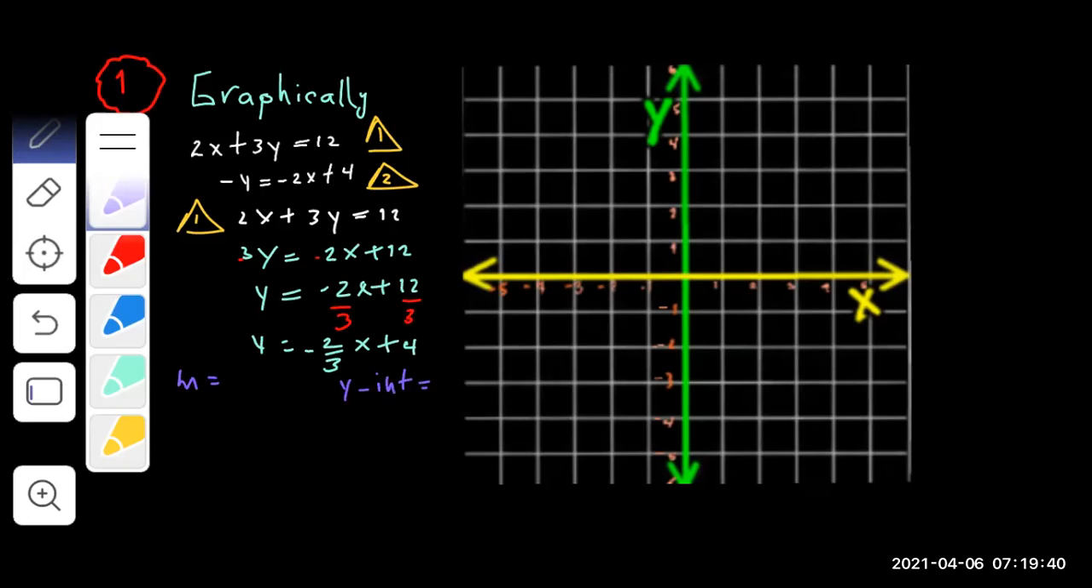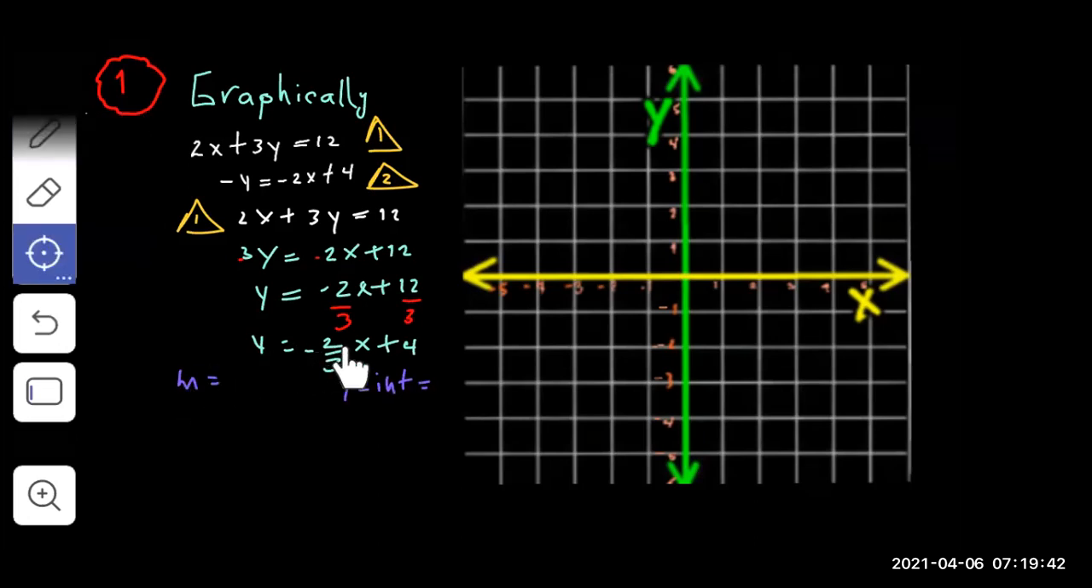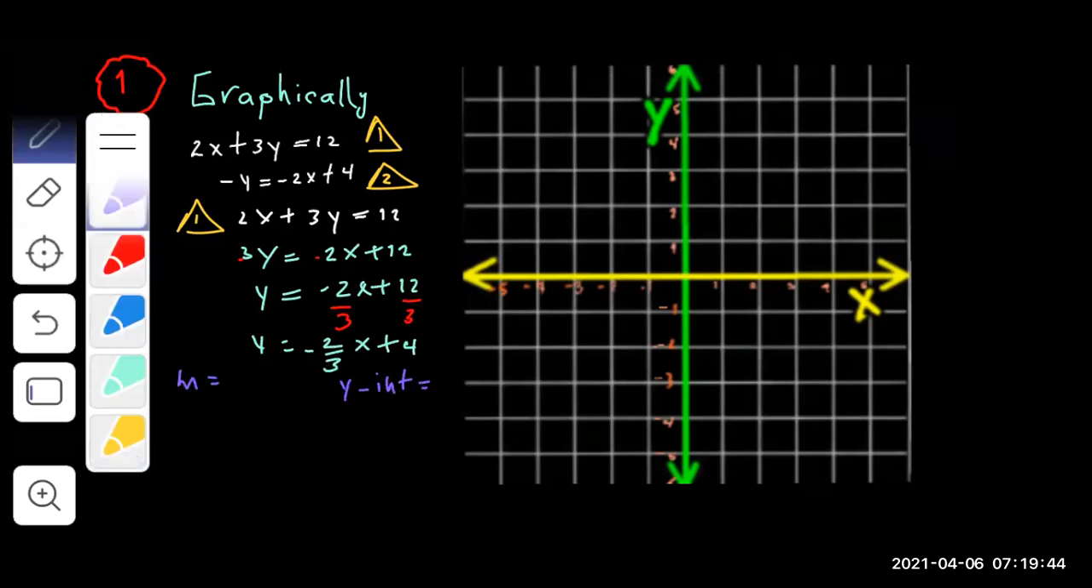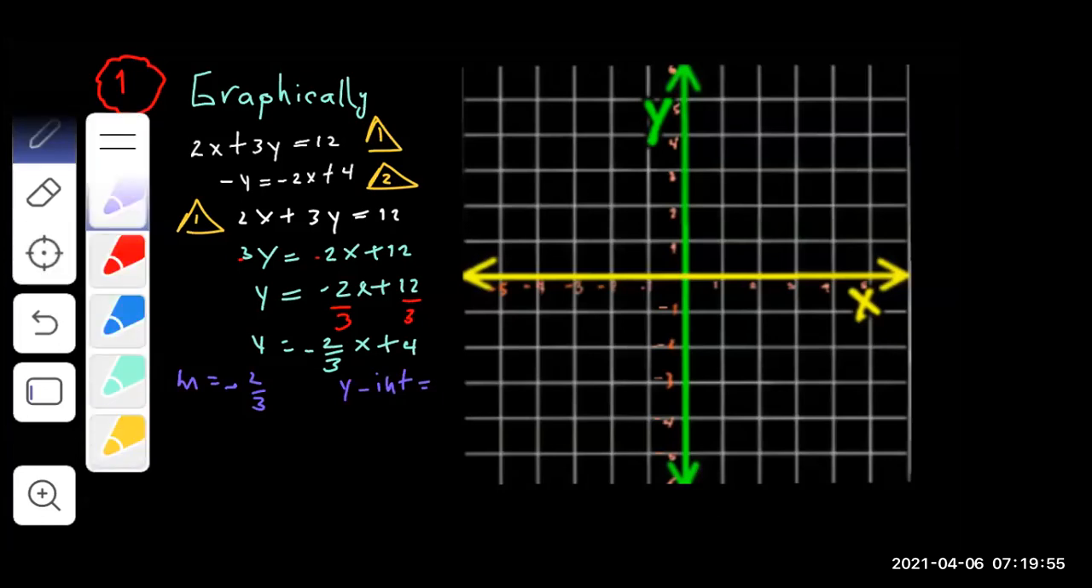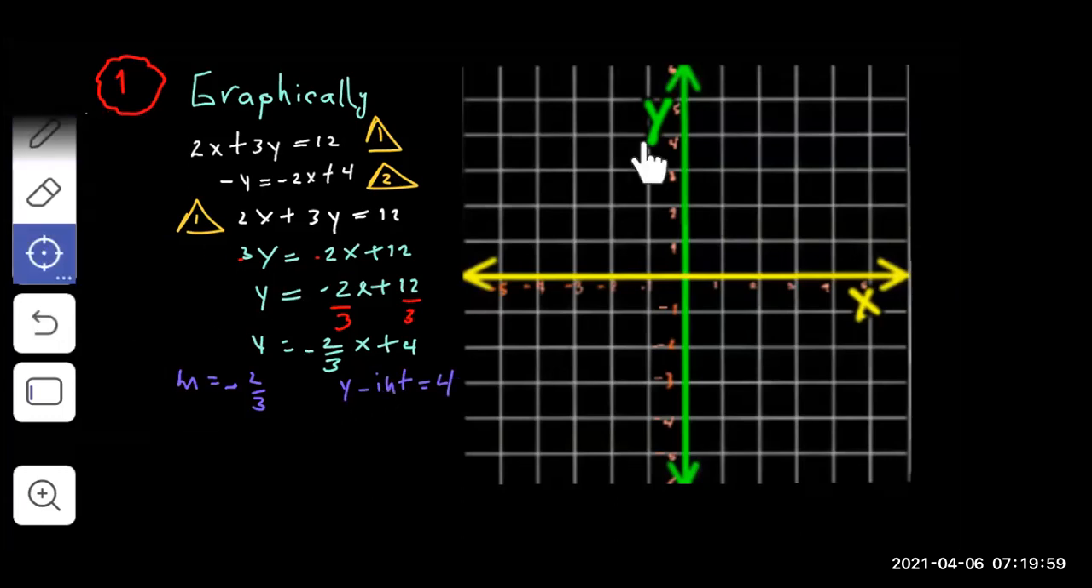What is the slope here, guys? What is the slope, m? Negative 2/3. Thank you. And what is the y-intercept? What is the constant term? 4. Thank you very much. It's going to be 4, guys. With this information, we are completely capable of graphing this. Let's get down to the graph.